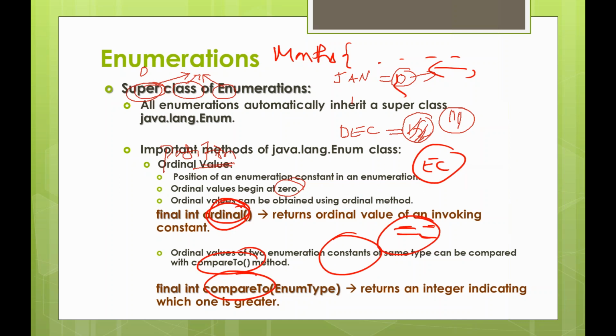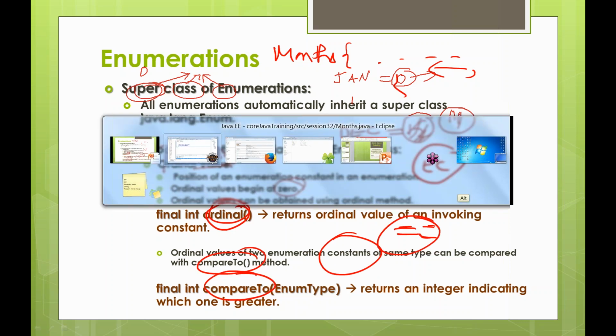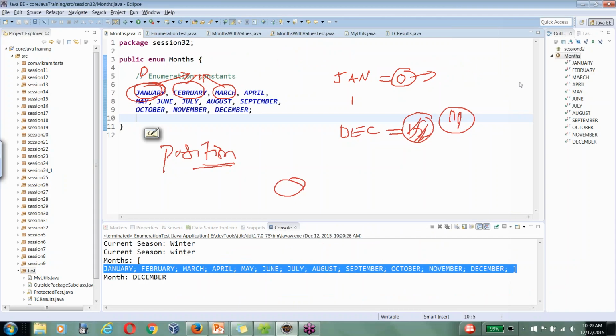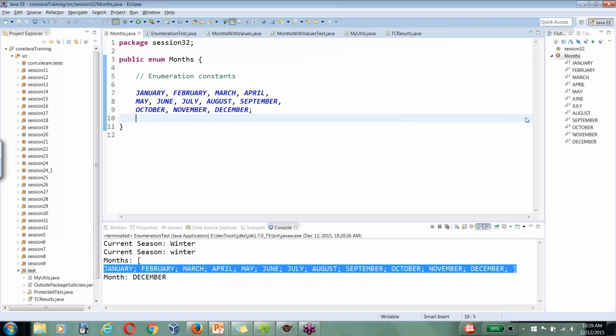What's the difference between valueOf and ordinal? Okay, so Pawan is asking what is the difference between valueOf and ordinal. Let me go back to Eclipse.